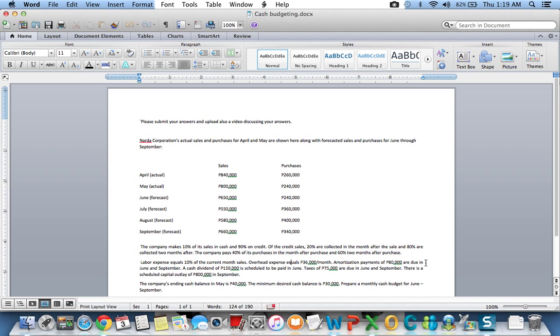Amortization payments of 80,000 are due in June and September. A cash dividend of 150,000 pesos is scheduled to be paid in June. Taxes of 75,000 are due in June and September. There is a scheduled capital outlay of 800,000 in September. The company's ending cash balance in May is 40,000. The minimum desired cash balance is 30,000 pesos. Prepare a monthly cash budget for June to September.